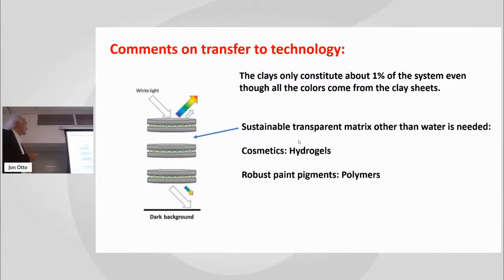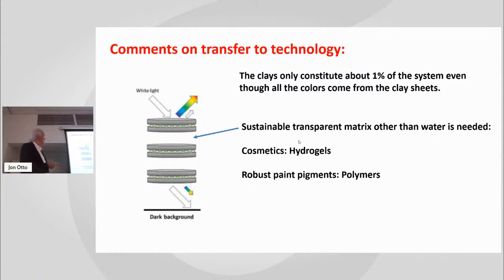So how can you take our thing and transfer it to technology? Well, we cannot say that this is good because clays are sustainable materials, because clays only constitute 1% of the total material in this case. The important ingredient is this matrix, and in our case, we have so far used water. That cannot be used in technology because you take it out of the cuvette, there's no color anymore. So what we need to do is to put some matrix in here, replace the water with something that is hard and keep the distances, and then grind it up into pigments and sell them.